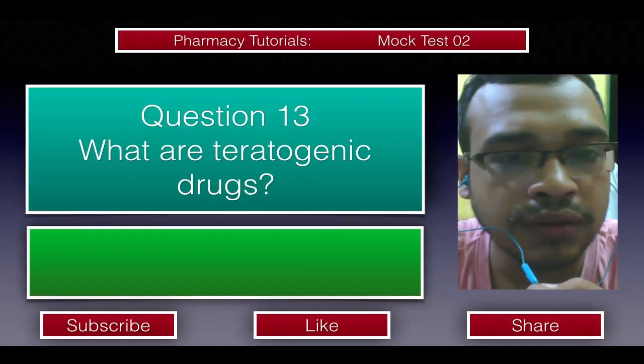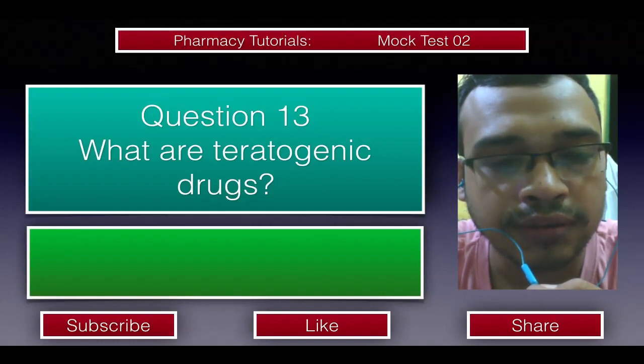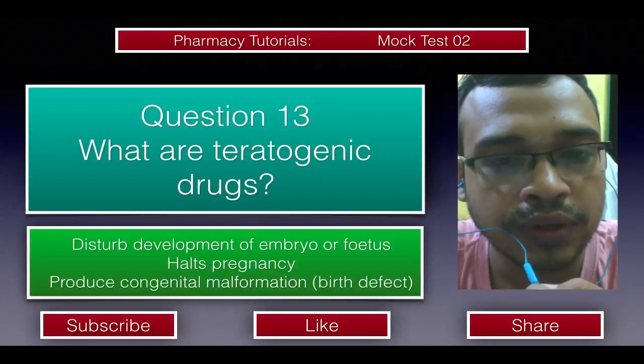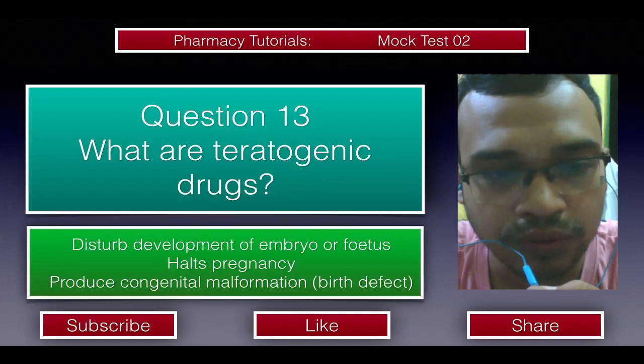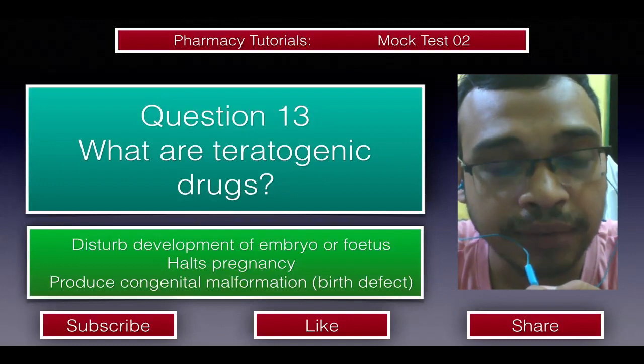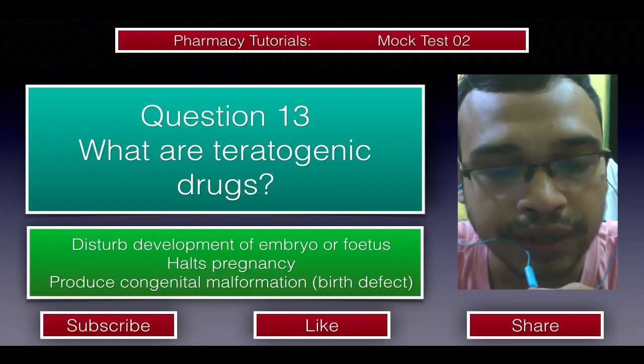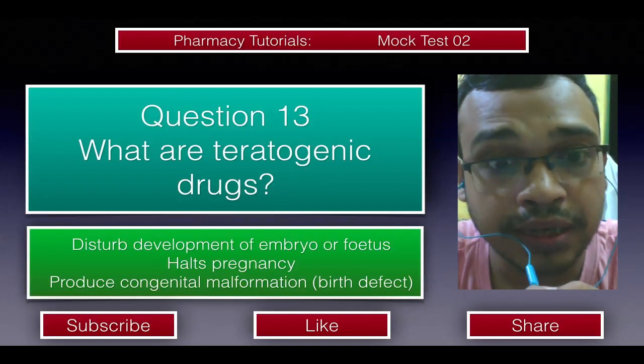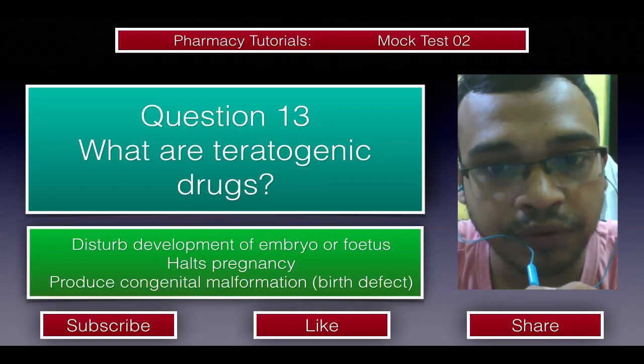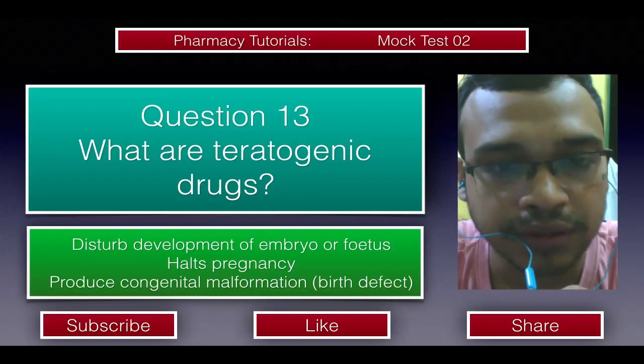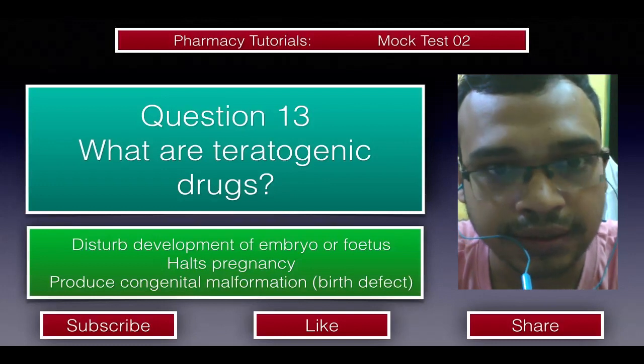Next question is, what are teratogenic drugs? So teratogenic drugs are those drugs that are taken by pregnant mothers, and they usually disturb the development of embryo or fetus. Sometimes it can be dangerous enough to halt the pregnancy, or they produce birth defects in the newborn baby, that is, they produce congenital malformations. These are teratogenic drugs or teratogenic agents.